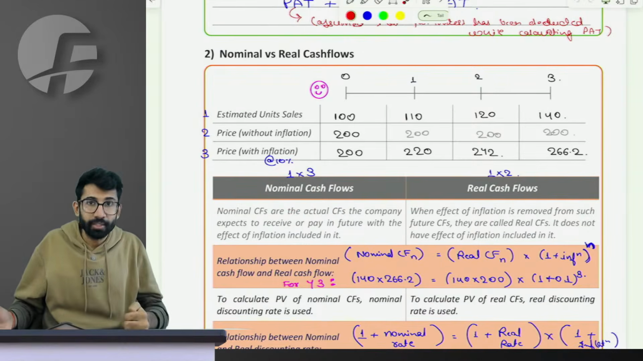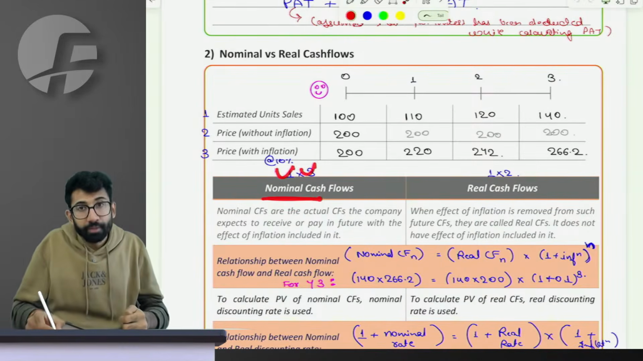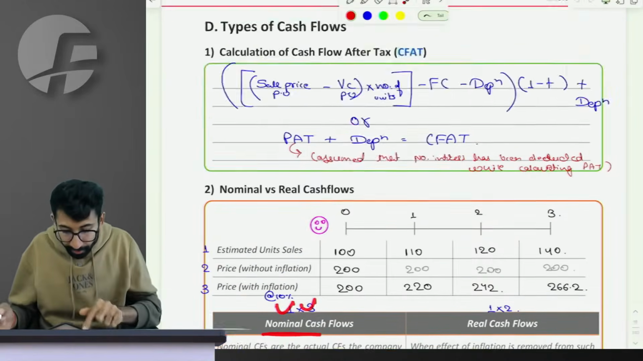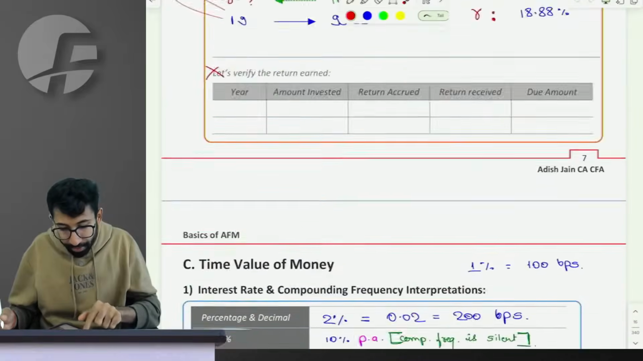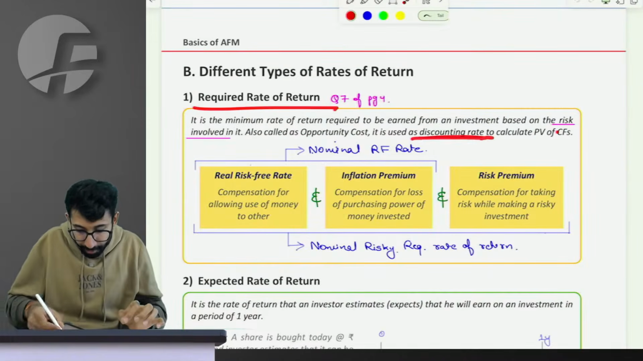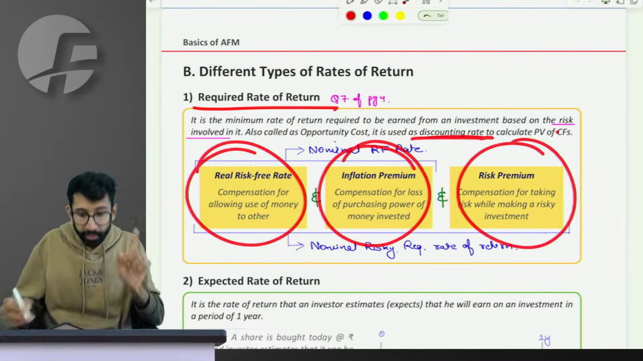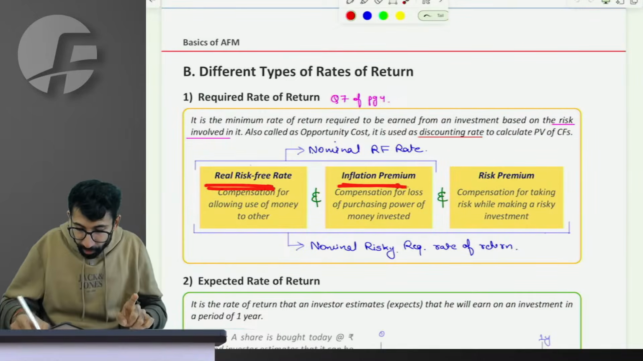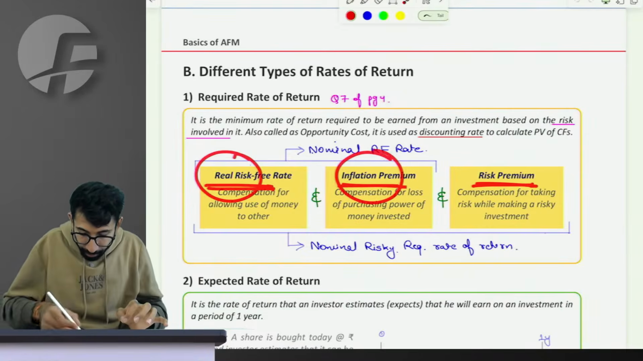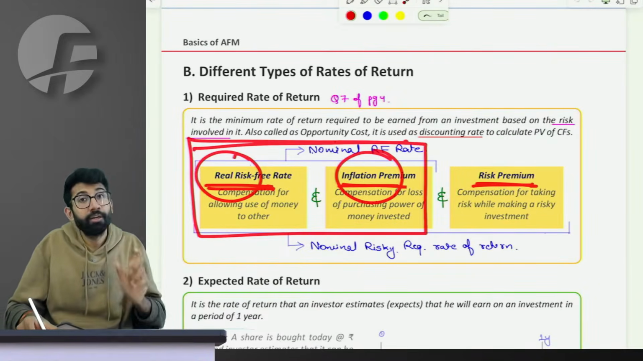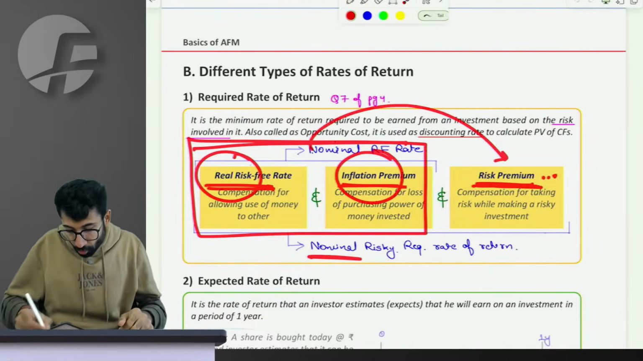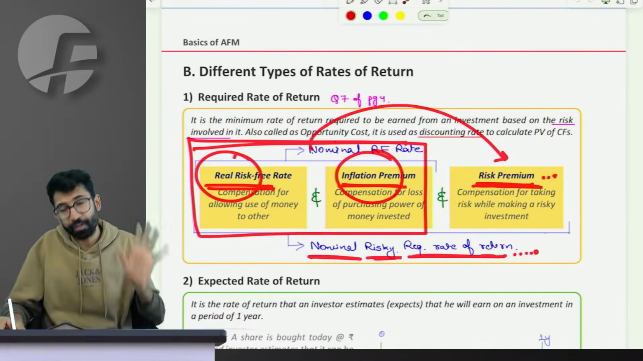Point is, if the cash flow is nominal, it includes the effect of inflation in it, then the discounting rate to discount that cash flow should also be nominal. If you remember, the required rate of return, which is the discounting rate, has 3 components: real risk-free rate, inflation premium and risk premium. Real risk-free rate and inflation premium collectively become nominal risk-free rate, and nominal risk-free rate plus the risk premium is the nominal risky required rate of return.